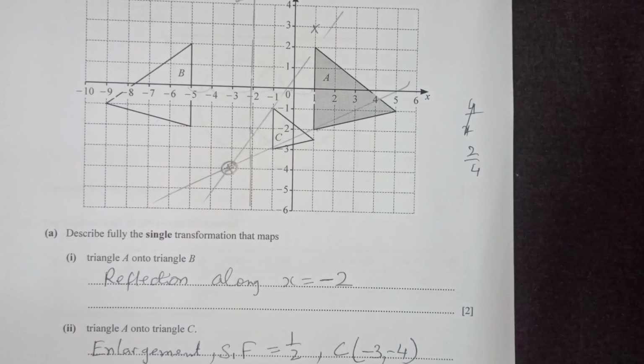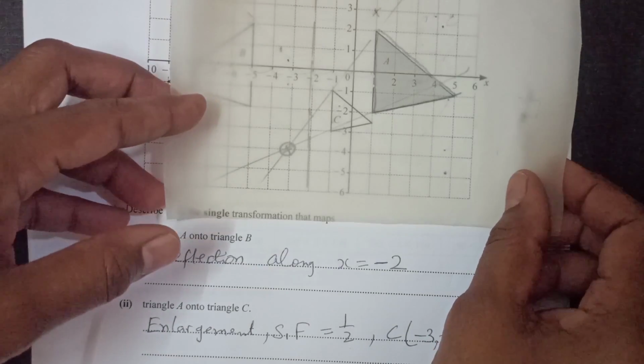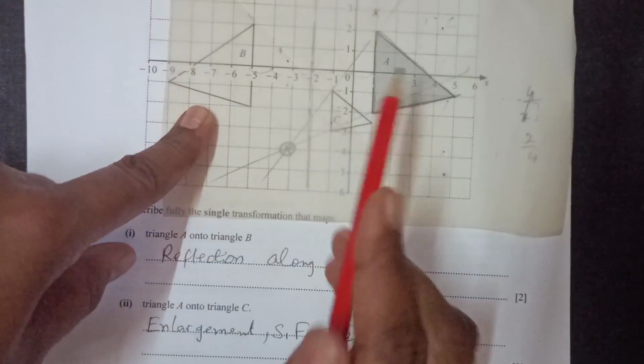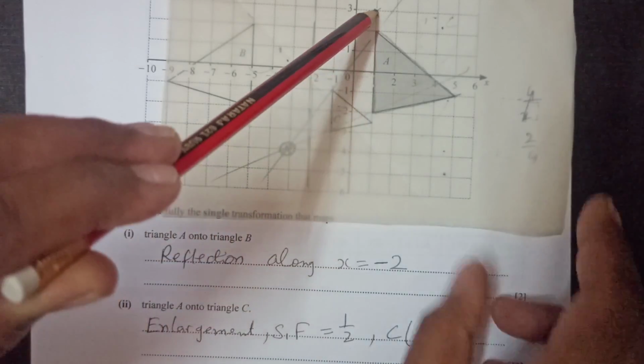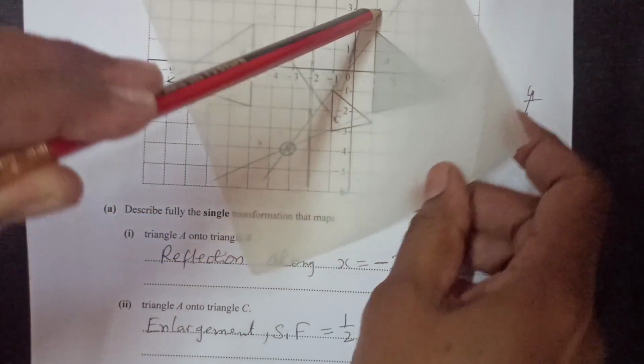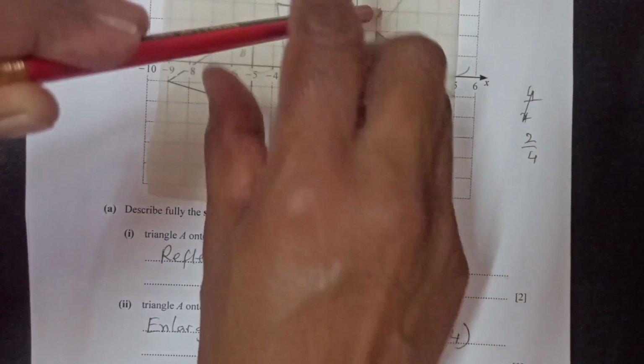So for the tracing paper, I have traced this triangle here, and this is our center. So we are going to put our pencil on the center and then rotate it once. So this will give you the new position of the triangle, right?